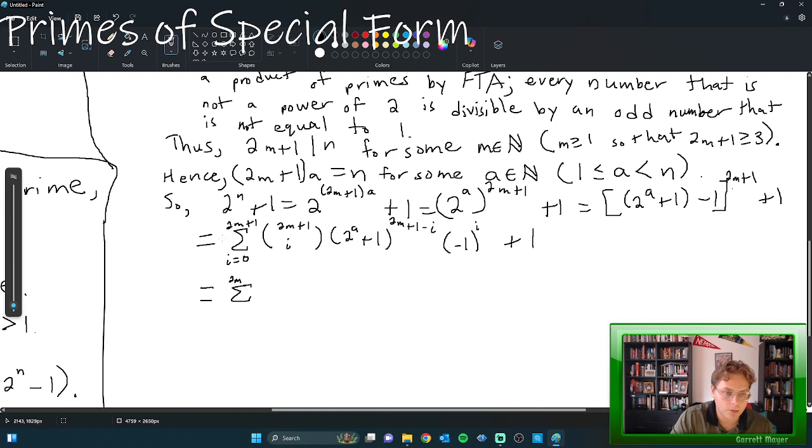Sum, i equals 0 to 2m plus 1, and what we're going to do now is factor out a 2 to the a plus 1. And what is this going to do? So let's take out this 2 to the a plus 1. But one thing to note is that when the term is 2m plus 1, we won't be able to do that. So we'll have to split that out as an extra term at the end. And we'll see how we do that very soon.